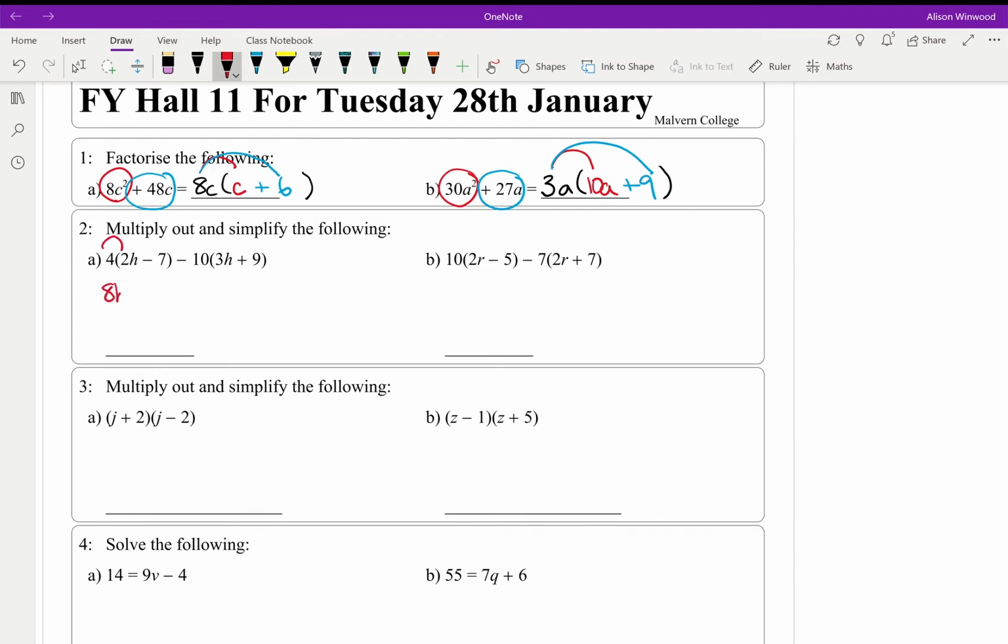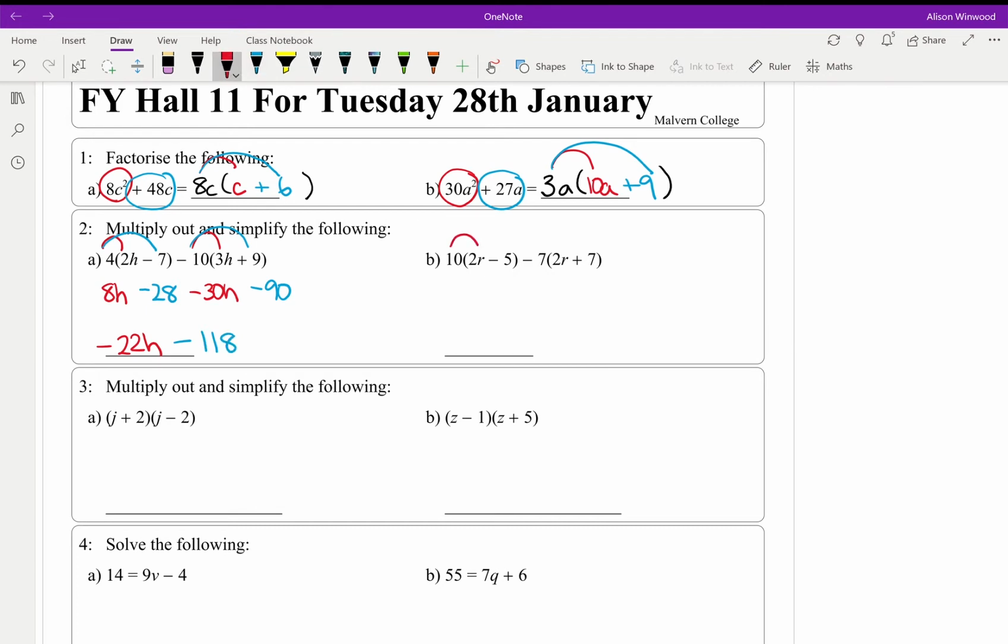Expanding, I get 8h, subtract 28, subtract 30h, subtract 90, gives me negative 22h, subtract 118.